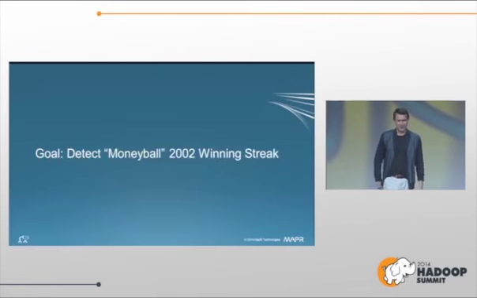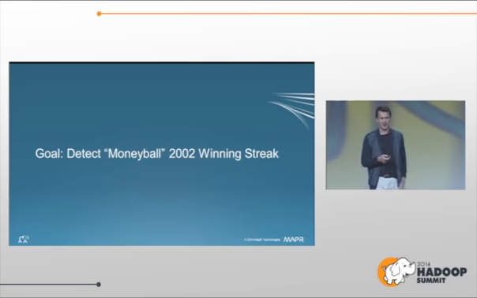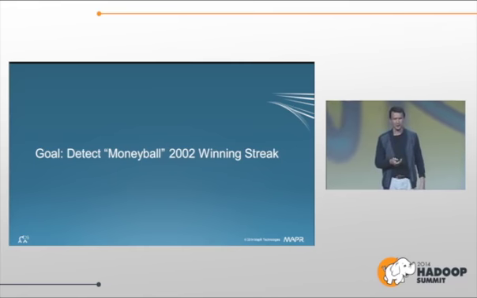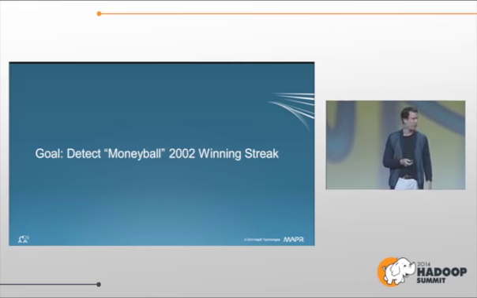Okay, so given this, Moneyball was the name of that season where they had this winning streak, and that was the name of that movie, and I'm not going to give you the spoiler of how inaccurate it was as I was researching this talk. But we're interested in detecting the winning streak that occurred during the 2002 season for the Oakland A's.